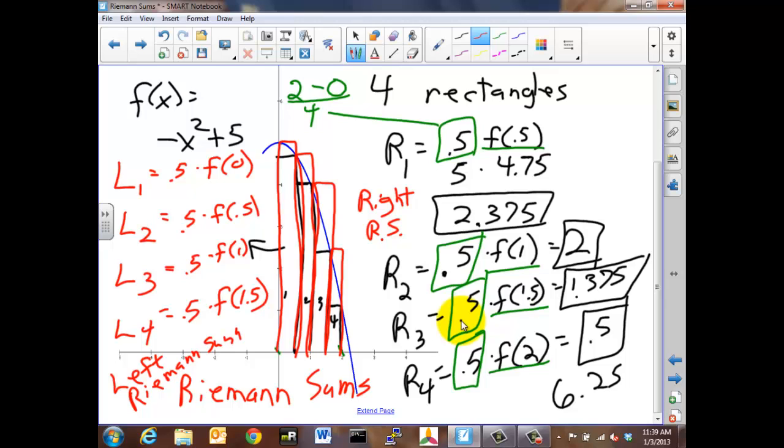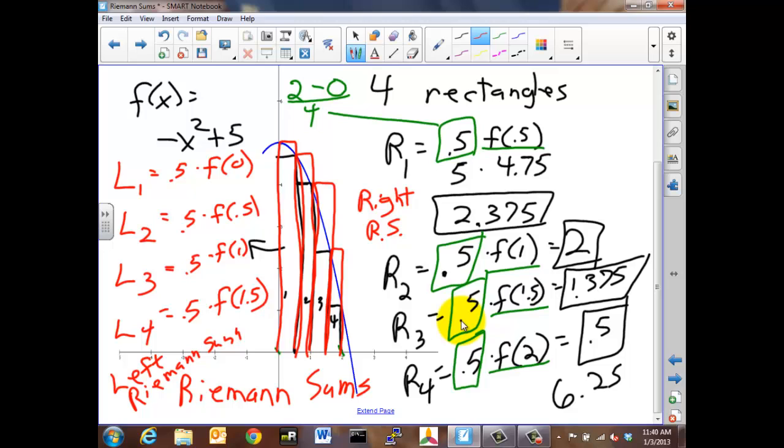Right, so for the left ones, we used which function value? The one that was on the left side. For the right one, we used which function value? The one on the right side. What if I said find the midpoint Riemann sum? Use the one in the middle. Okay, now we're not going there yet, okay? But that's what Riemann sums are. That's all they are. You break it up into rectangles and you either do the left side if it says left Riemann sums, the right side if it says right Riemann sums. Later on we'll do midpoints and some other little things there.